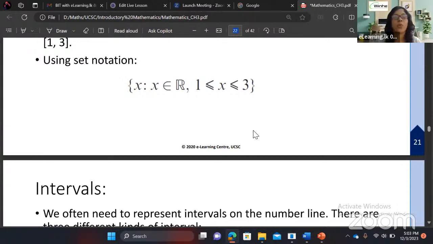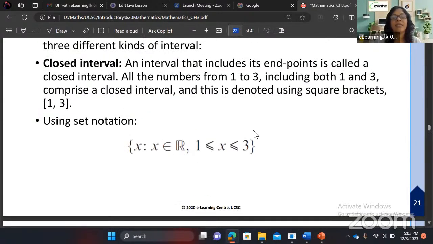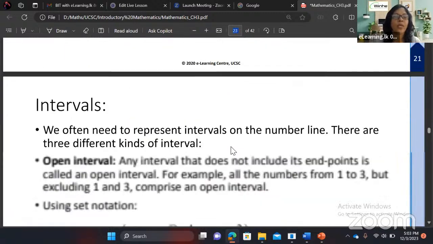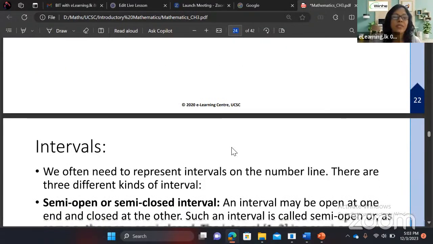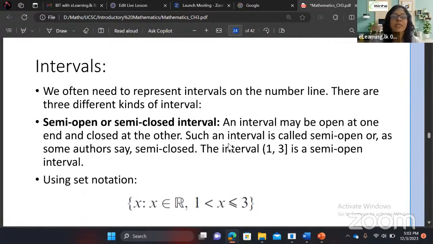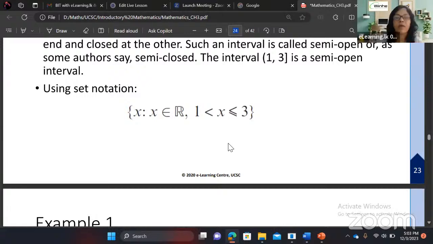If it is a closed interval, then there should be an equal sign with the inequality sign. You have to write the equal sign with the inequality sign. If it is an open interval, then there is no equal sign, only the greater than or less than sign. If it is a semi-closed or semi-open interval, then one inequality is with the equal sign and the other one is without the equal sign. Right?